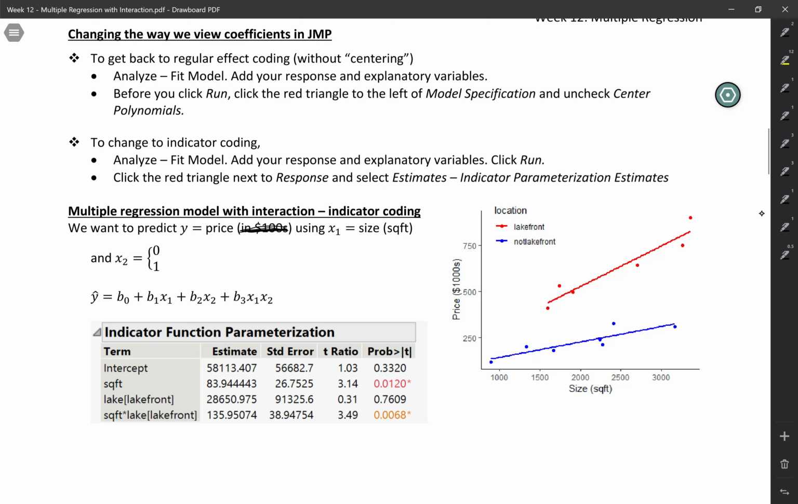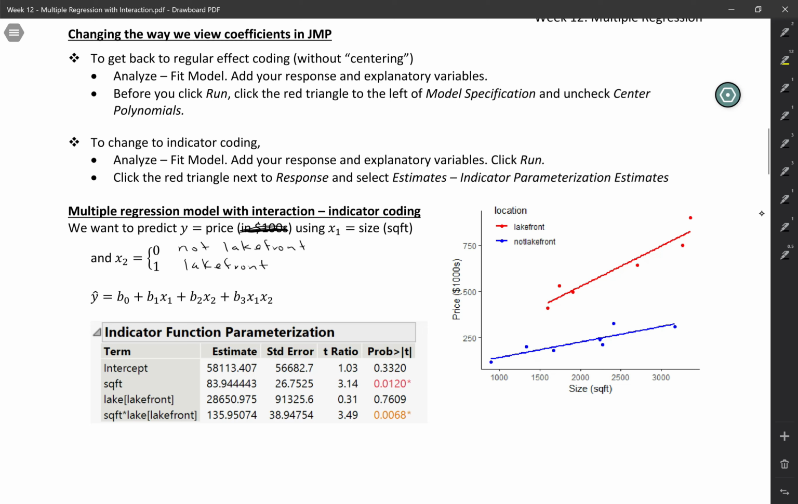So we want to start by noting how our indicator variable is defined. So we need to figure out which group is the baseline group. The baseline group is just whichever one is not mentioned in the output. So like here it says lakefront in the output. So x2 equals 0, the baseline group is for not lakefront. And then 1 is for lakefront.